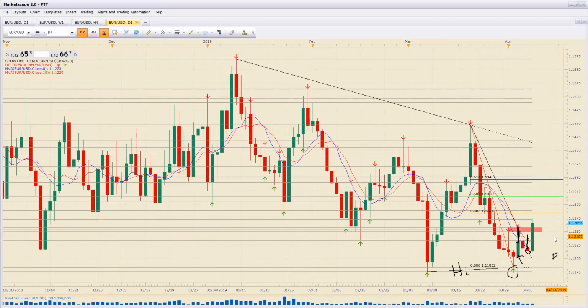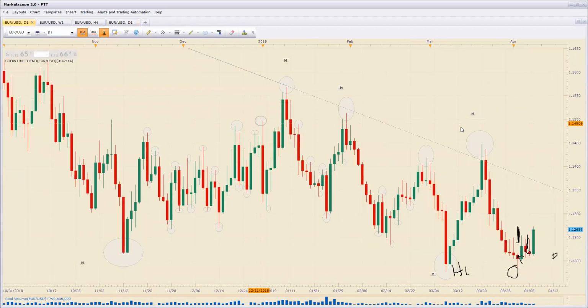So if you get rid of that, if you have a tab with no moving averages, clear, then you can see very clearly that, hey, look, I have a clear-cut higher low. I have now a higher high right there. So it's confirming from a higher low.